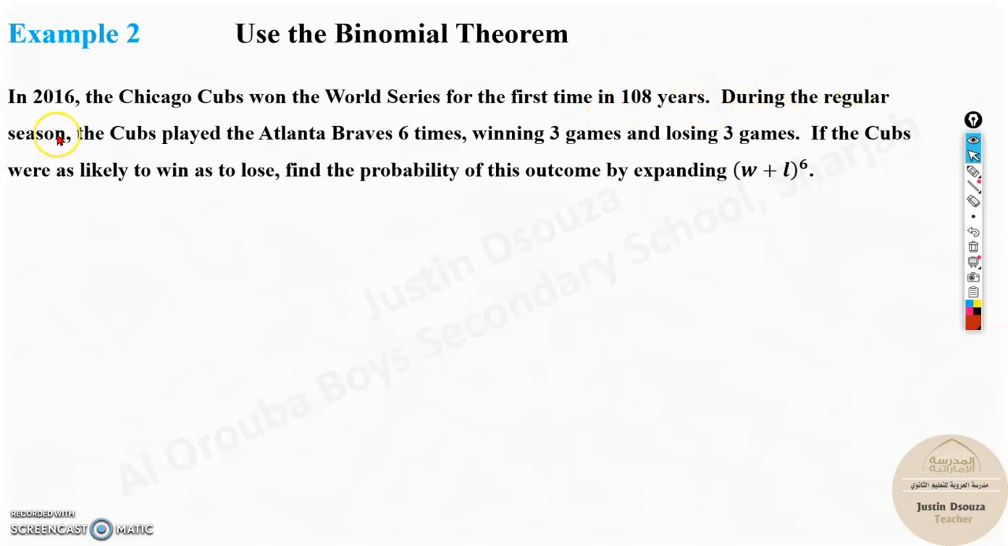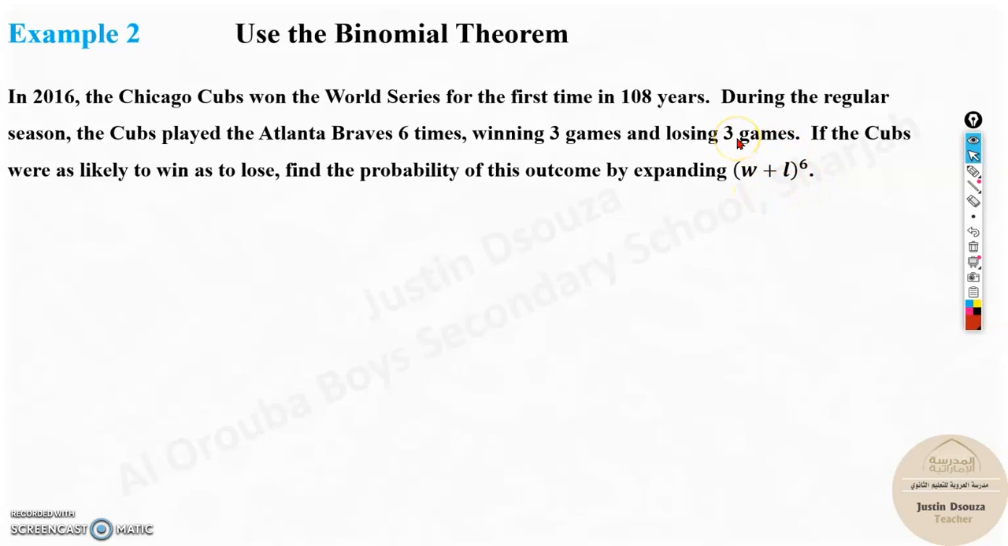During the regular season, the Cubs played the Atlanta Braves 6 times, winning 3 games and losing 3 games. If the Cubs were as likely to win as to lose, find the probability of this outcome by expanding (W + L)^6.